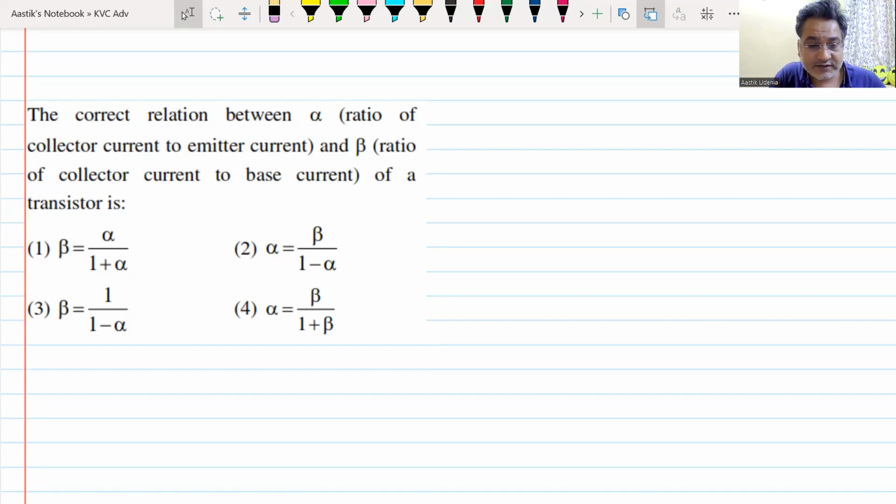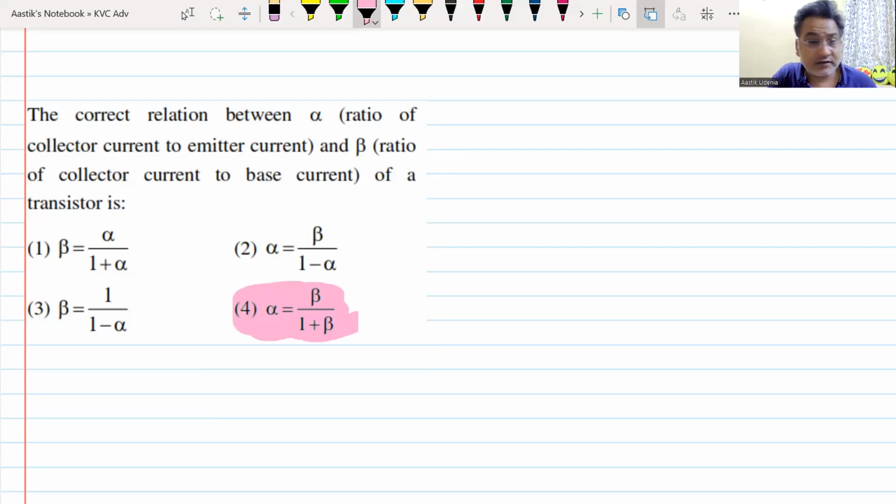Which one do you think is the answer here, my dear friends? Option 4. Option 4, alpha is beta upon 1 plus beta. Are we able to understand this? Everyone able to understand this? Yes or no? Yes. We got this? Yes, sir. 1/(1 - alpha) is gamma.